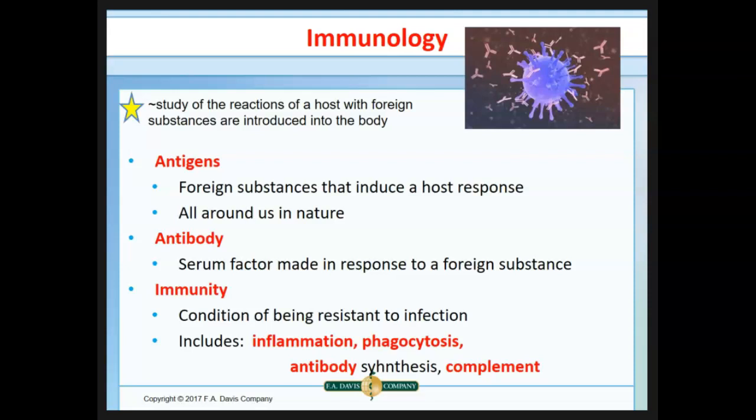Immunity is the condition of being resistant to infection, and that includes several different things, as simple as inflammation, which is a non-specific immune response, phagocytosis, antibody synthesis, and complement. Antibody synthesis is very specific, and complement are a group of proteins that are initiated in certain immune events.